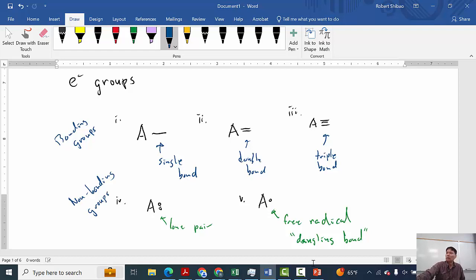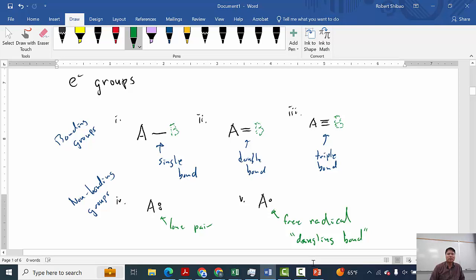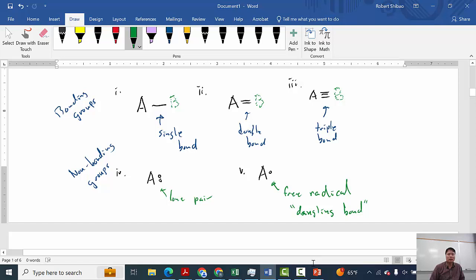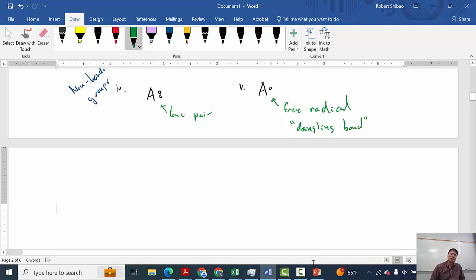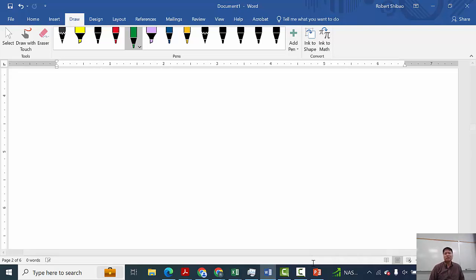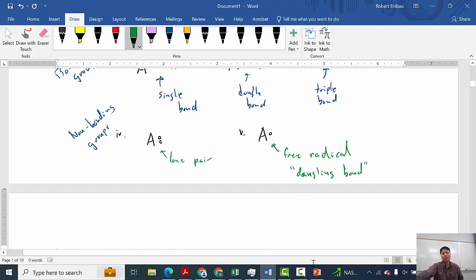So we have bonding groups and non-bonding groups. The bonding groups are going to be bonded to some atom. We'll call it atom B. I don't know what B is, we're just making up some atoms here. Whereas for non-bonding groups, there are no other atoms there that are bonded.